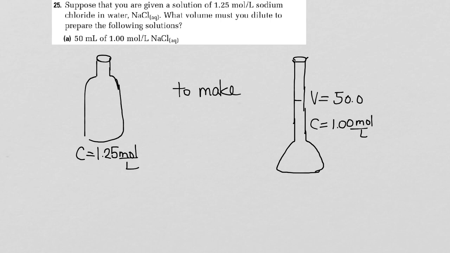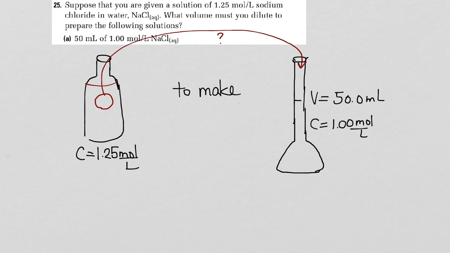So here we have a dilution because you're going from a higher concentration. Picture this versus this, right? The solute would be more crowded together in this, and more spread out in a 1 mole per liter solution. So to make this, we take a certain volume of this, transfer it to here, and then add water to make it 50 mL.